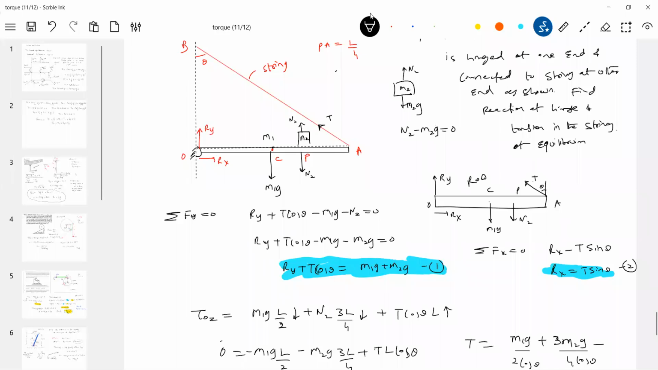Sir, shall I take torque about point A? Yes, you write it. Torque about point C, torque about point P, anything you can write.